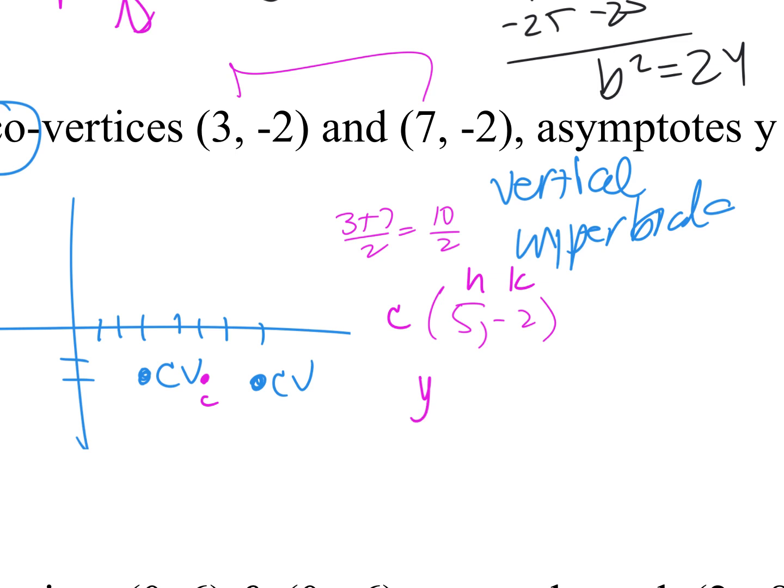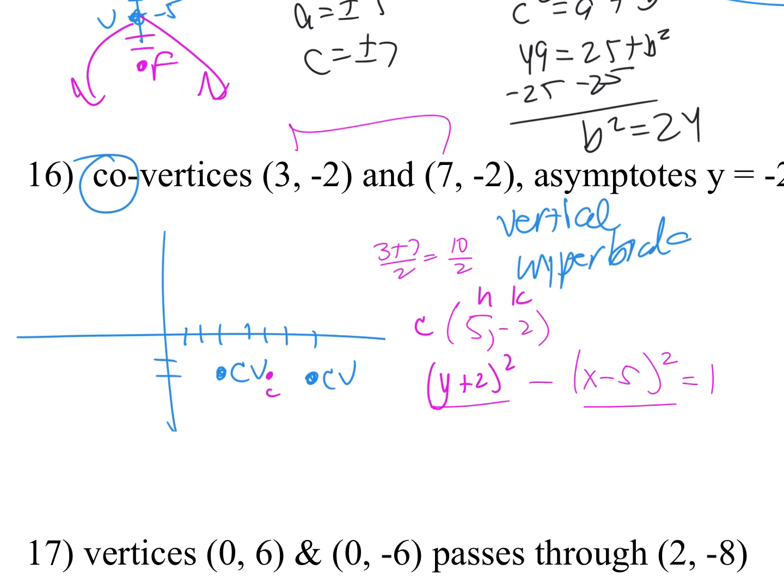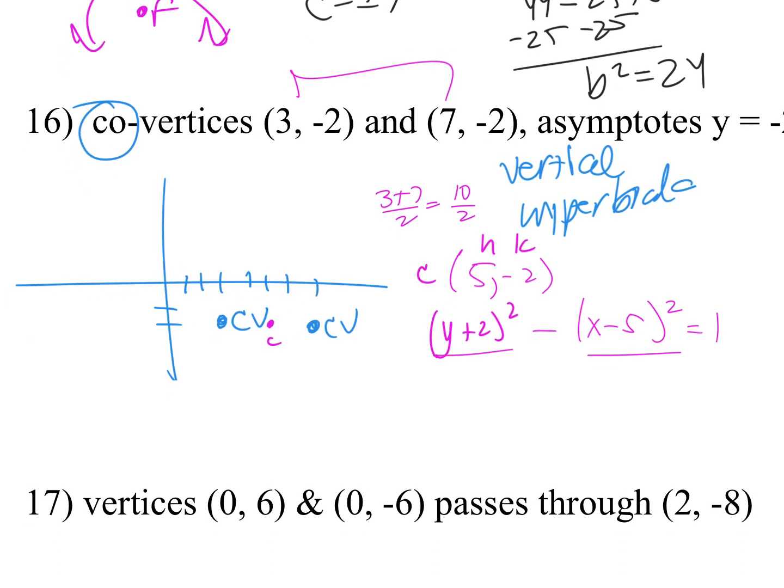I'm going to say y minus a negative, so (y + 2) squared minus (x - 5) squared equals 1. And then I need to find my a value and my b value. Well, I already know c. How far is it from the center to one of these spots, left and right? My b value is 2.